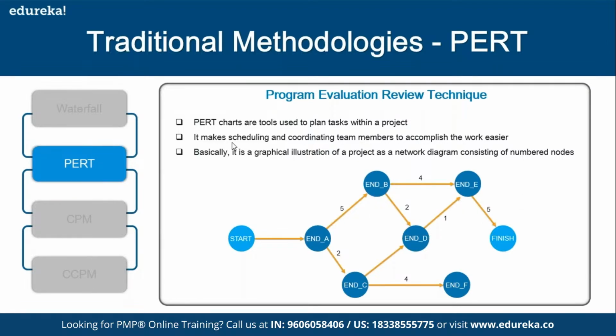So PERT, program evaluation review technique, is used to plan the tasks within the project. End of the day, a fairly large amount of planning has to be done. So how are you going to plan? Planning can be done relatively easily when you're able to break down the work into typically a flow chart or a network diagram, because this resembles a network. This is also very famously called the network diagram. It makes scheduling and coordinating team members to accomplish the work easier, because end of the day it is very pictorial. It becomes easy for you to understand how the project work is being organized, and appropriately you can take it forward. It's a graphical illustration of a project as a network diagram consisting of numbered nodes.